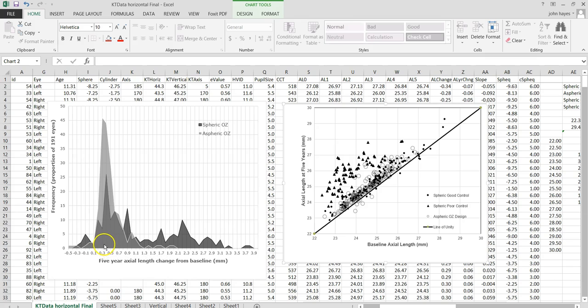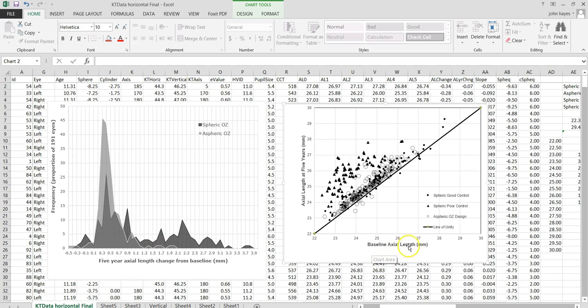And then the spheric lenses, on the other hand, it looks like almost there's 2 types of responses. And the black distribution shows at this end there's a lot of overlap with the aspheric and good control. But then there's these patients out here that had relatively poor control.